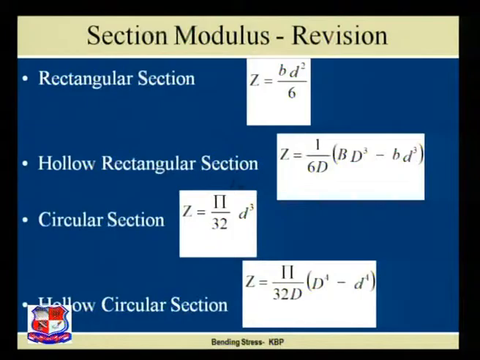For circular section, Z is equal to pi by 32 D cube, D is the diameter of section, while for the hollow circular section, Z is equal to pi by 32 capital D bracket capital D raised to 4 minus small d raised to 4, where capital D is the outer diameter of the section, and small d is the inner diameter of section.